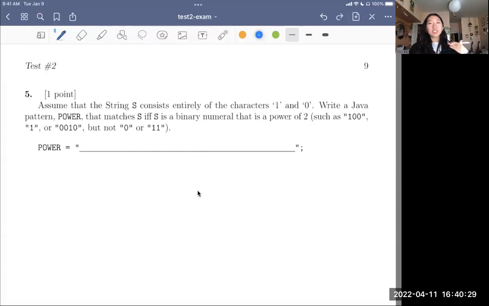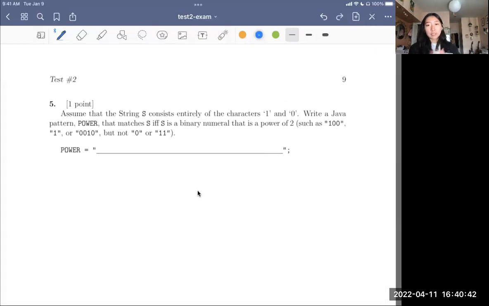This is interesting because it's a regex problem, which requires you to know how to write Java patterns or regex, but also requires a tiny bit of understanding of binary numbers and the fact that any binary number that is a power of 2 is just going to have one singular 1 bit and everything else will be a 0. Anything that follows this sort of pattern is a power of 2.